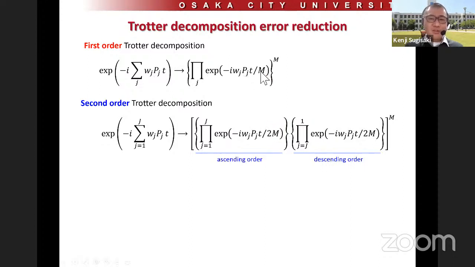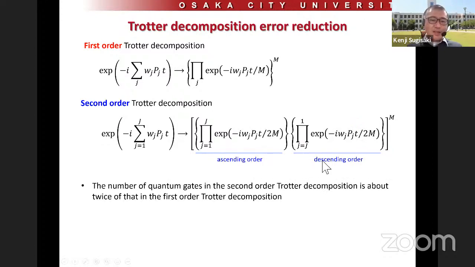In the first order Trotter decomposition, we divide it m times and then apply this operator m times. But in the second order, in the first order, the numerator is m. But in the second order, the numerator is 2m. First, we apply an operator in the ascending order, and after that, apply the same operator in the descending order.